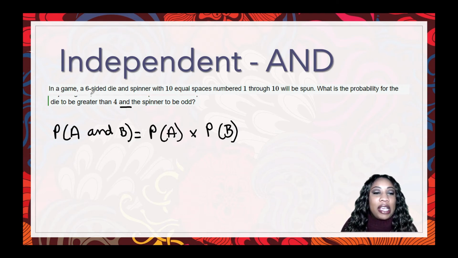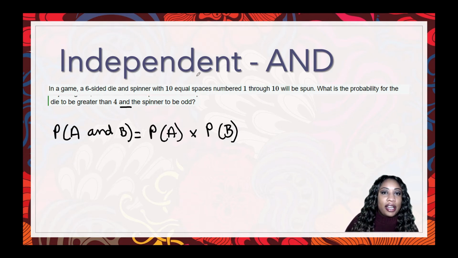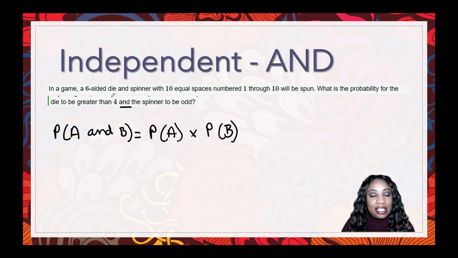So in a game, a 6-sided die and a spinner with 10 equal spaces numbered 1 through 10 will be spun. Side note, did you know that die is the singular of dice? I didn't know that till about a year ago.